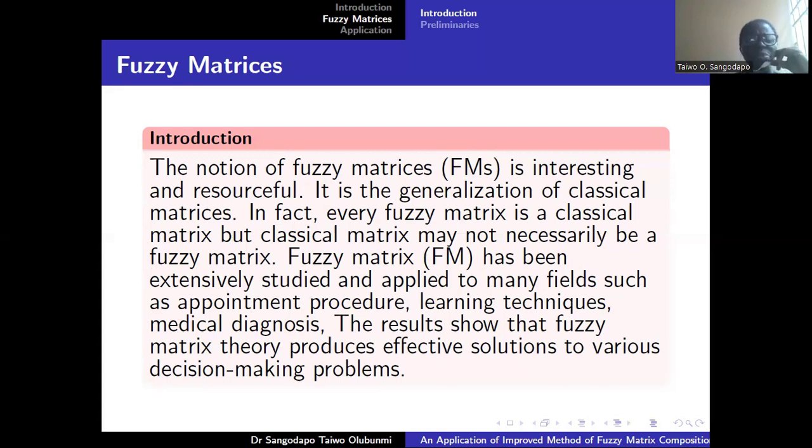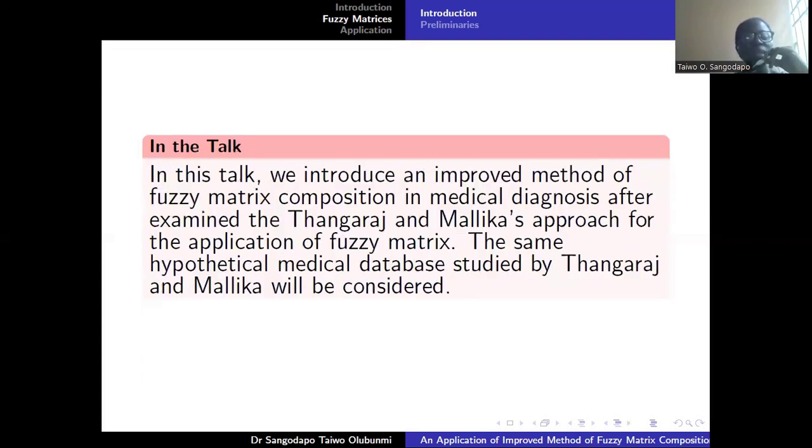Fuzzy matrix has been extensively studied and applied to many fields, such as appointment procedure, learning techniques, and medical diagnosis, to mention a few. The result shows that fuzzy matrix theory produces effective solutions to various decision-making problems.